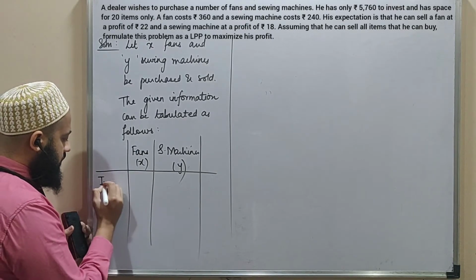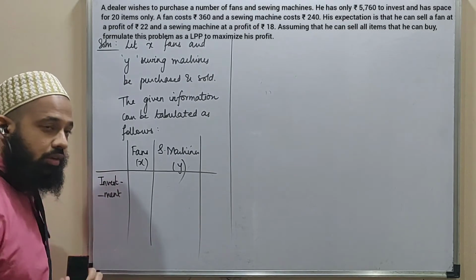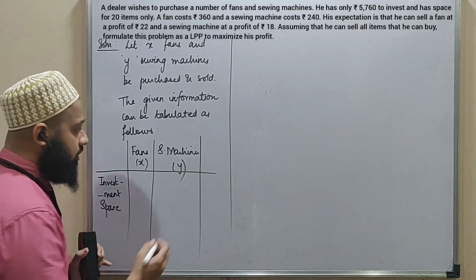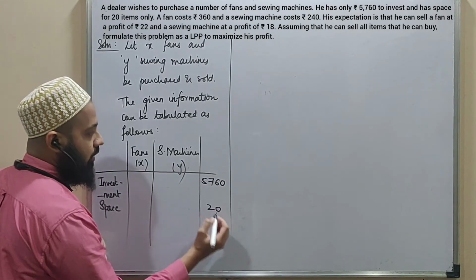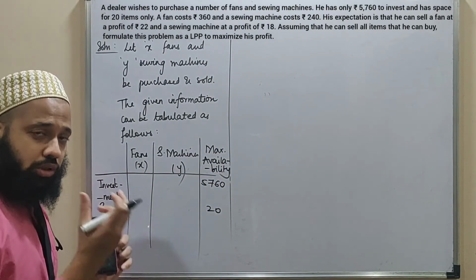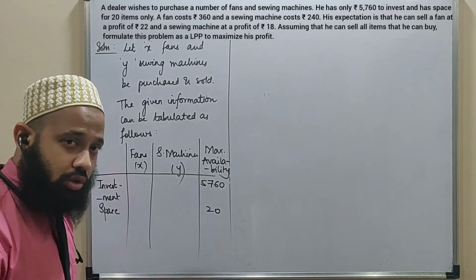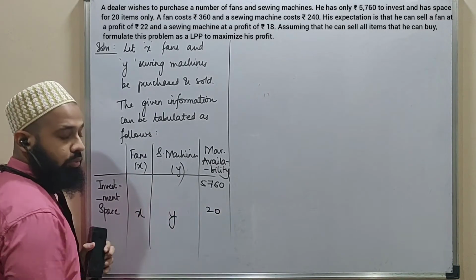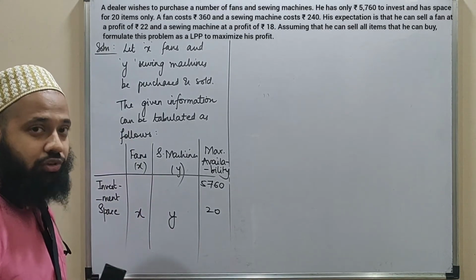So one of them is investment, and the other is the space. The first line tells you he has 5,760 as the maximum investment, and he has space for just 20 items. So this is the max availability. Now, when you're talking about utilizing the space, you are actually going to keep in the space the fans and the sewing machines. So x fans and y sewing machines together has to be less than equal to 20. That's kind of a hidden condition that you are extracting from the question.